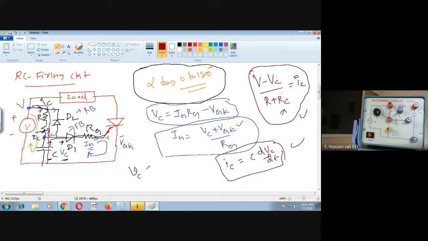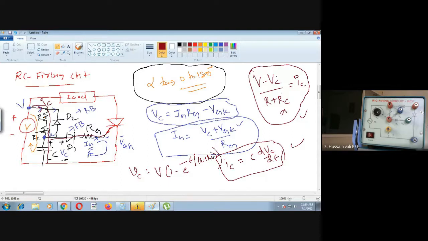Then obviously VC will be something like this, some voltage we can take. You recall the RC circuit. This derivation I'm not going to tell directly; I will write the answer: V1 minus e power minus t by RC, R value here R plus RC. This you will get here.